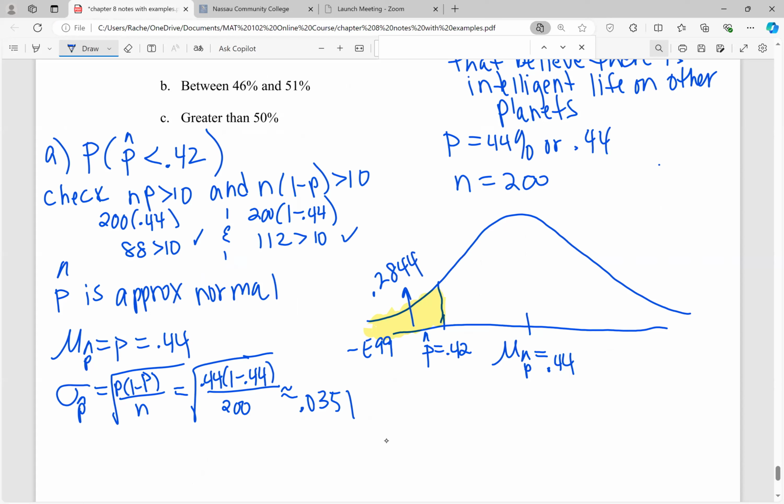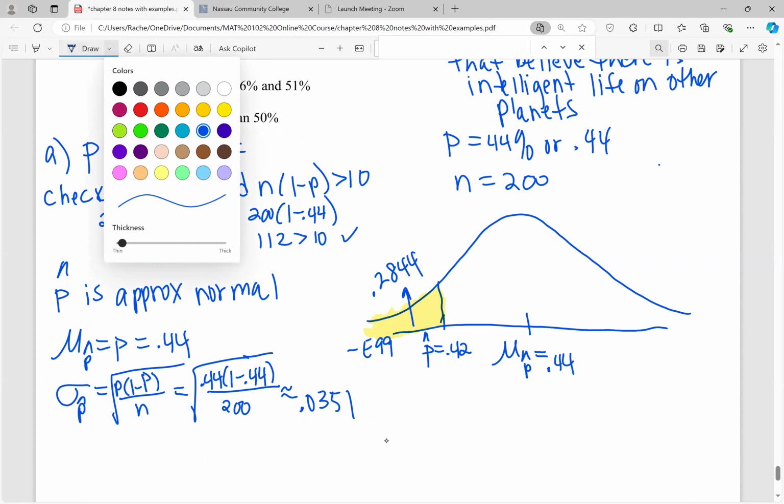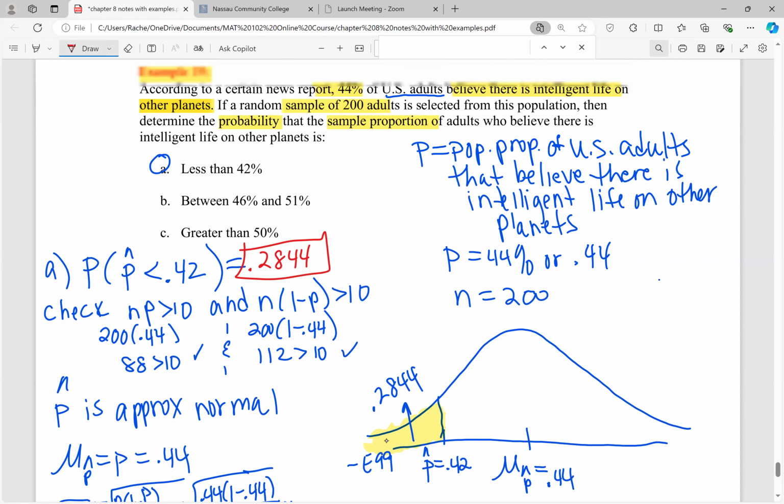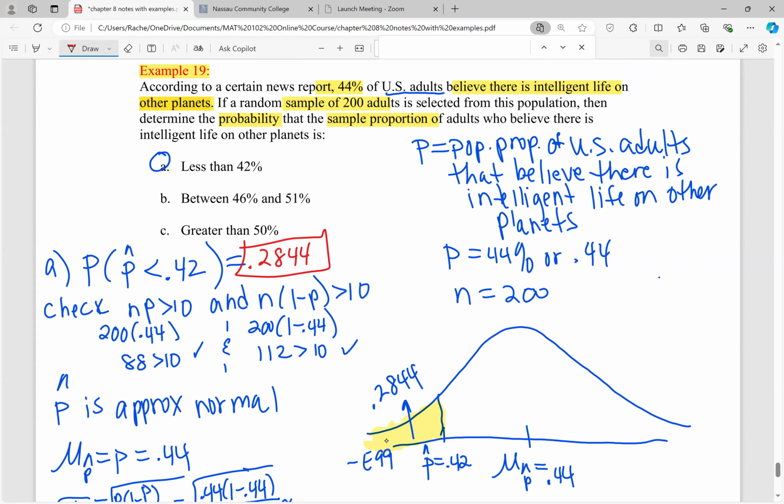And remember, area under the normal curve corresponds to probability. So my answer, and you know what? I'm going to put the answer here in red so it stands out. 0.2844. So that's the answer to part A. So the probability that the sample proportion of adults that believe that there's intelligent life on other planets is less than 42% is about 0.2844.